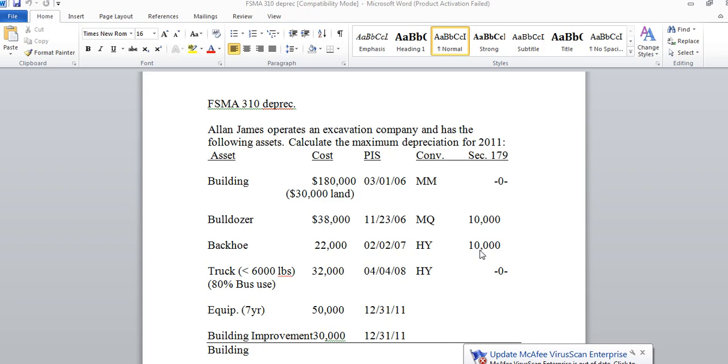Now, in the very next lecture, I'll go over the other 3 assets, the truck, the equipment, and the building improvements. Okay, on the truck, we're going to have to use those depreciation charts that we used for autos and listed property. So make sure you have that handout in hand as well.